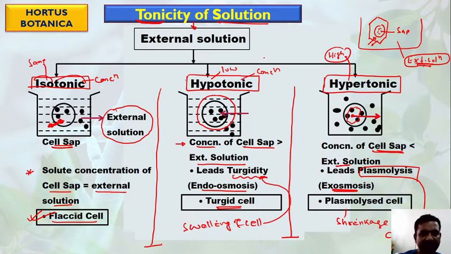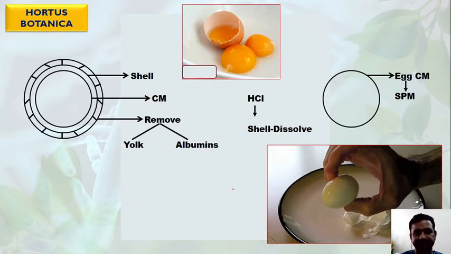So in this way, my child, we find the three types of external solution: isotonic solution, hypotonic solution, and hypertonic solution. Equal, then flaccid condition. Outside we have low, so what happened in osmosis? It will lead to turgidity, and the cell is called a turgid cell. Here we have the plasmolyzed cell, right?